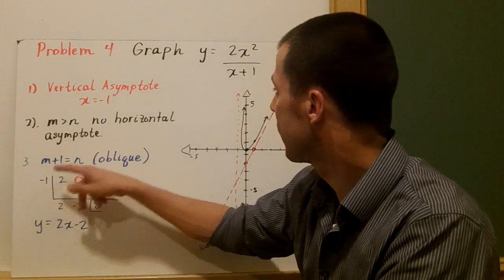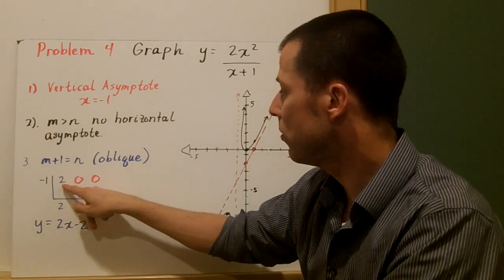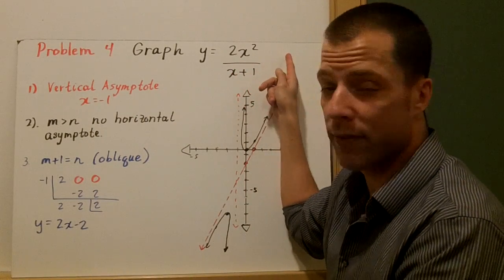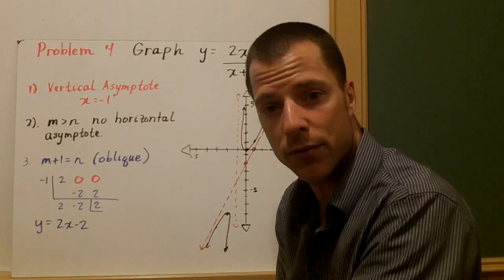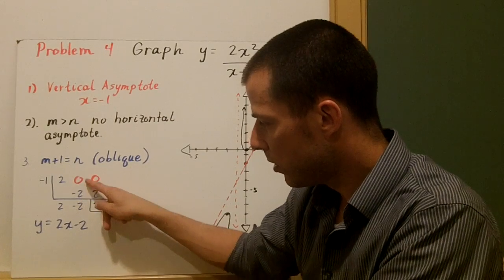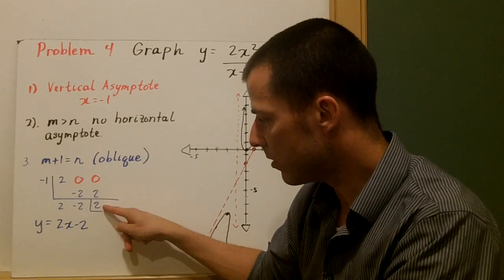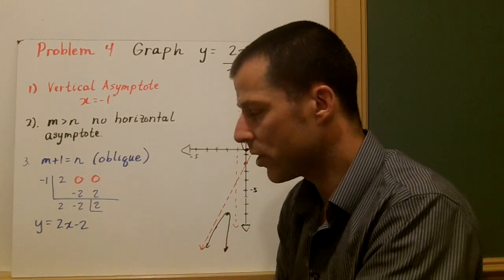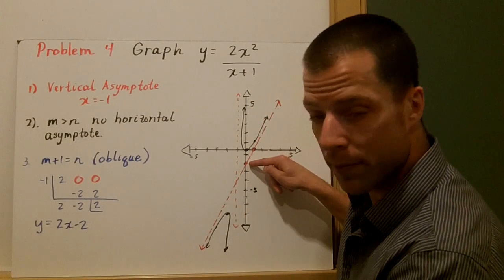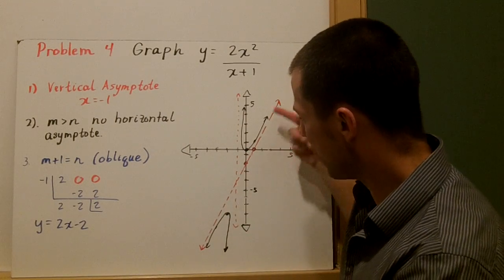And I put -1, because this is my linear factor. So -1 goes on the outside, 2, and notice in red I have 0, 0. I only have 2x squared. I don't have x and I don't have the constant, but you still have to account for those. So the 2 drops down. -1 times 2 is -2. 0 plus -2 is -2. -1 times -2 is 2, and the remainder is 2. So my line is y equals 2x minus 2. So I plot that linear equation. My y-intercept is -2, up 2 over 1, so then there is my oblique asymptote.